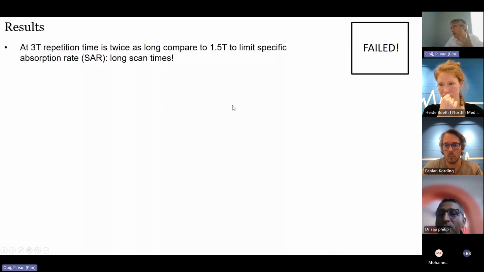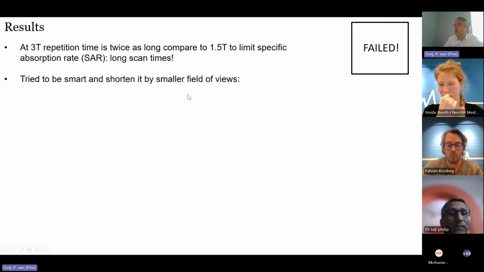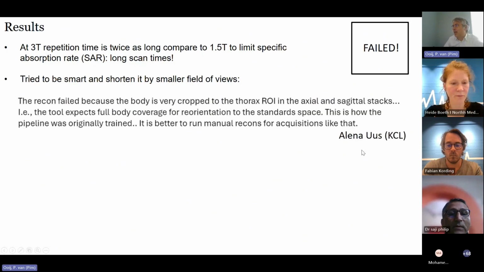I just want to go back a little bit to why this specific scan failed. I mean, at 3T, our scans take ages because we have to limit our SAR. So the TR goes up and the scan will really last long, which is not wanted. So we try to play around with field of views. And then I asked Elena, who has expertise in this method, why didn't we get a recon?